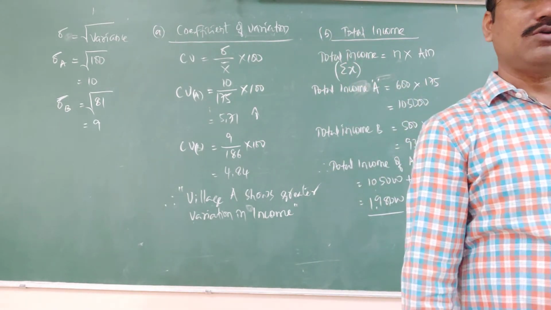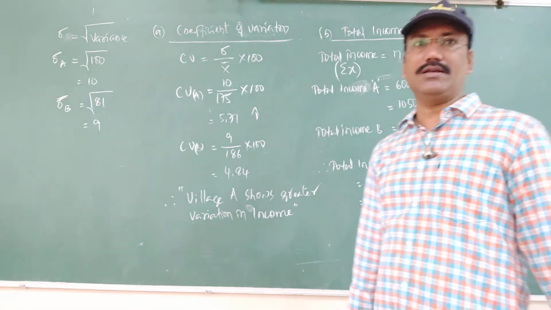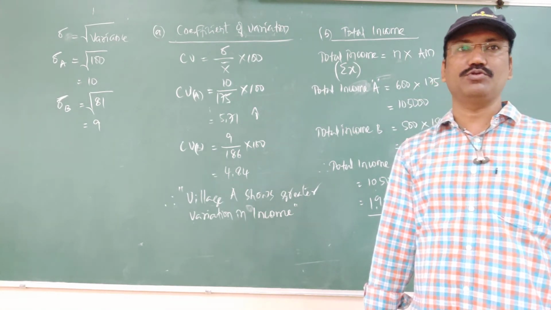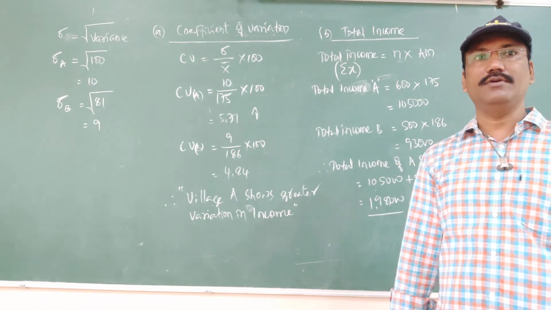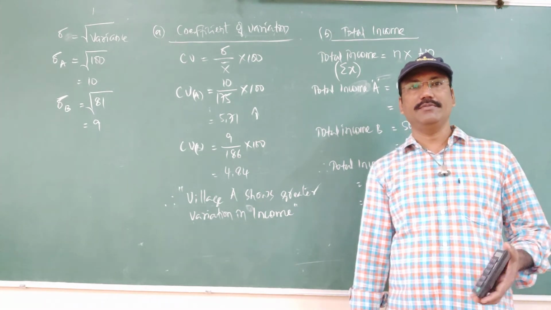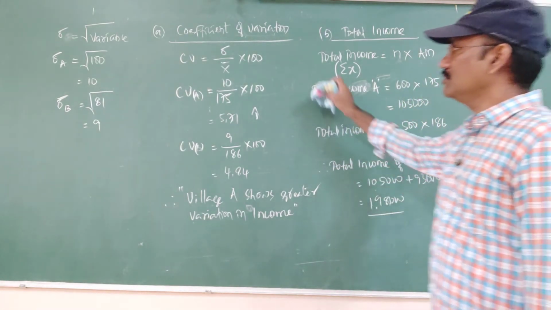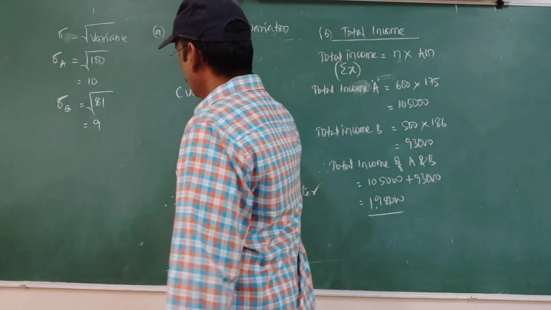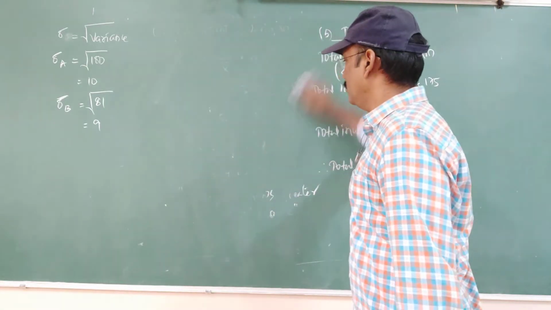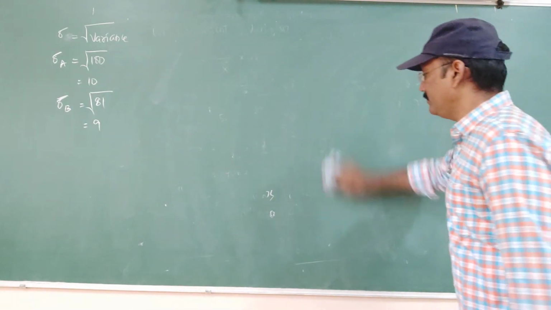Right? So now we'll go to question number C. What is question number C? The question is stated like this. What is the average income of the people of both the villages put together? Average income is what? Average means arithmetic mean. Arithmetic mean of both the villages put together. Both the villages' average income put together is nothing but combined mean. What you have to find now? Combined mean you have to find. I will show the formula for that.